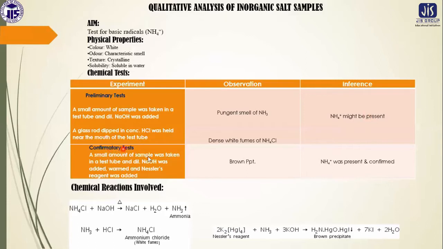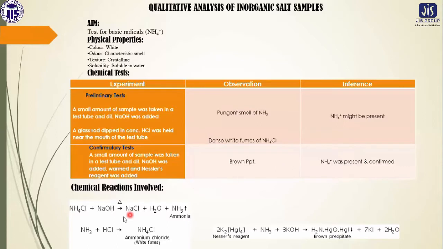Then for the confirmatory test, you take a small amount of sample in a test tube, add dilute NaOH, and warm it a little bit. If you add Nessler reagent, then a brown precipitate is coming. If a brown precipitate comes in that manner, then you can confirm it and write down: NH4 plus was present and confirmed. So this is the way of writing.